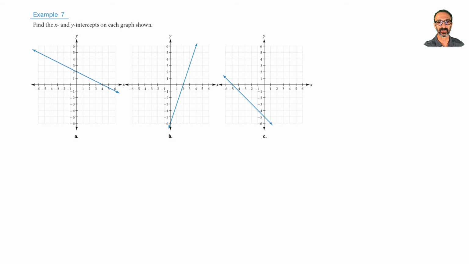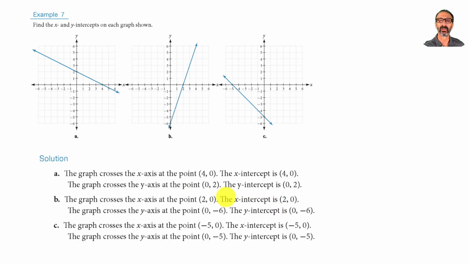Find the x and y-intercepts on each graph shown. Here's the full detailed work, but to find the x and y-intercepts on the graph shown, I could find them by looking at the points, because they gave me clear points. For this one here, the y-intercept is 0, 2, and the x-intercept is 4, 0, and they are written for you right here.